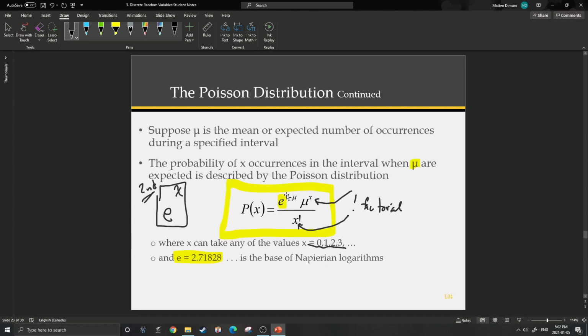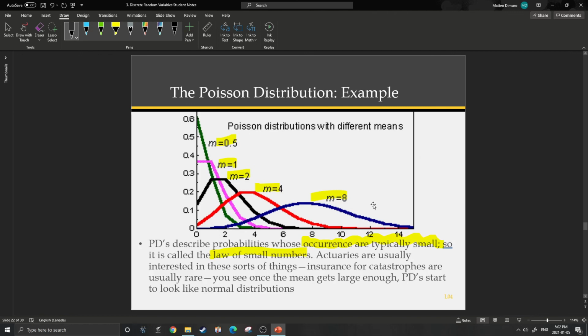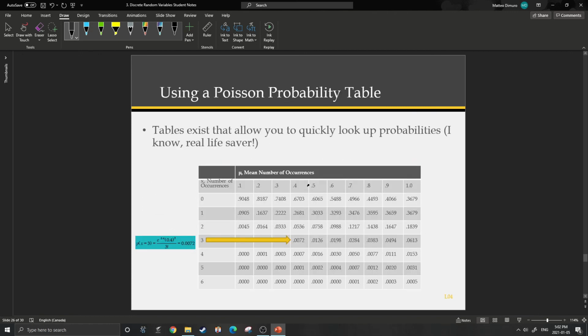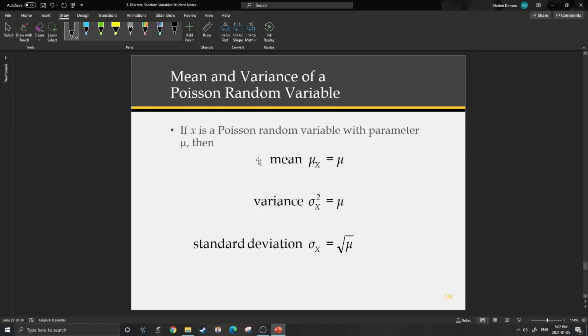So remember, as these things get bigger, they start looking like normal distributions, and it's less likely it's going to be a Poisson question. I just threw this in here because some textbooks use these probability tables. We're not going to do this, but there are probability tables that allow you to quickly look up Poisson distributions, pre-calculated with a mean and a number of occurrences. So they've pre-calculated some values for you. I just thought I'd show it to you, but I don't plan on using it.